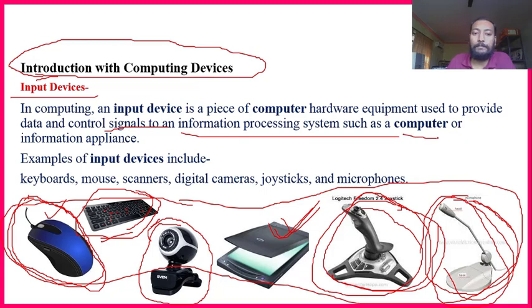So all these things come under input devices, through which we put our signal and information into the computer. Questions will be asked from here. An example of an input device: A, B, C, D, and you need to choose from the options. This way you will get questions.